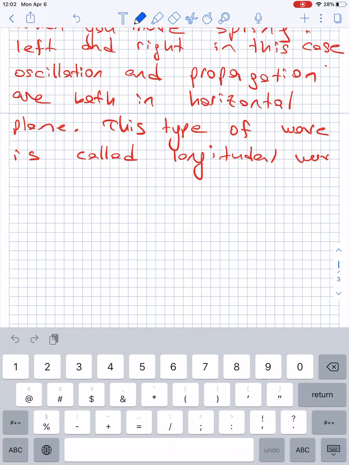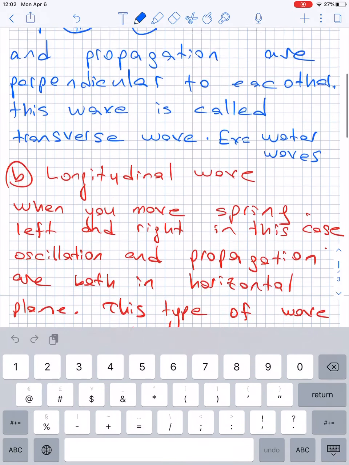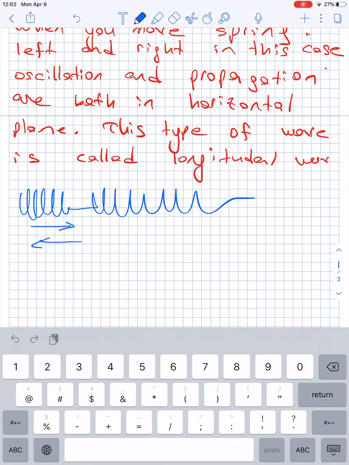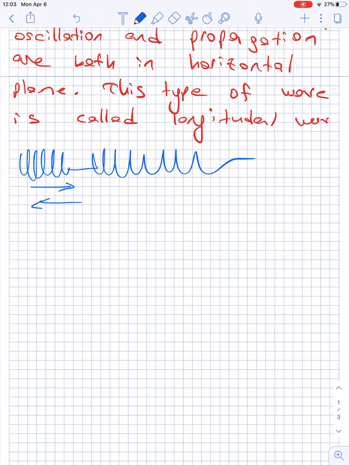Okay, if we draw a spring for a longitudinal wave, our spring will move like this, right and left. What is the wavelength? Continue. Symbol is lambda.